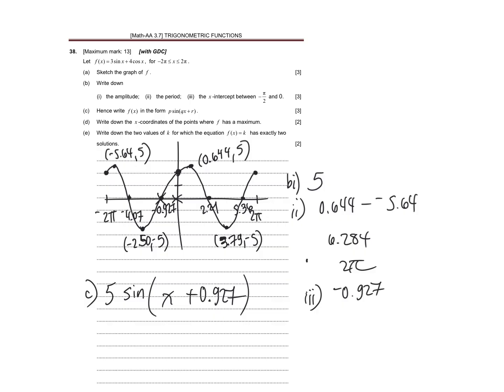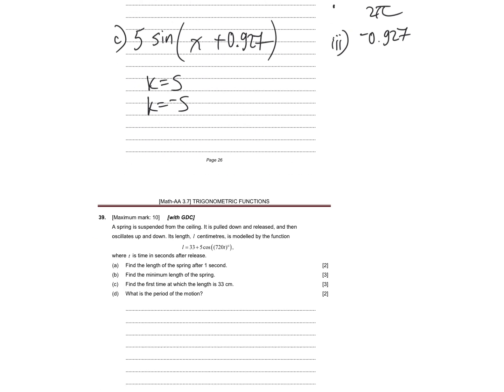Write down the two values of k for which the equation has exactly 2 solutions. So definitely k equals 5, and k equals -5, and everything in between is not, it's having more than one solution. Because up here it just has 1, and down here has 2 solutions.